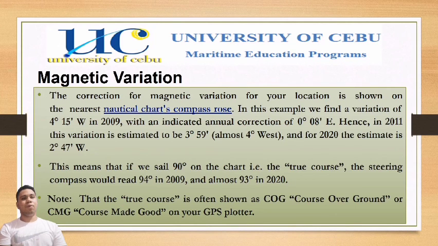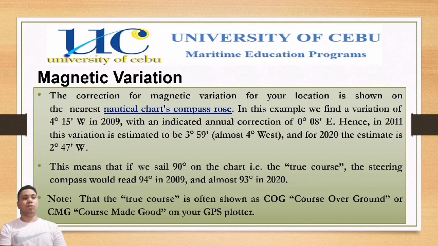In this example, we find a variation of 4 degrees 15 minutes west in 2009, with an indicated annual correction of 0 degrees 8 minutes east. Hence, in 2011, this variation is estimated to be 3 degrees 59 minutes, almost 4 degrees west. And for 2020, the estimate is 2 degrees 47 minutes west. This means that if we sail 90 degrees on the chart, the true course, the steering compass would read 94 degrees in 2009 and almost 93 degrees in 2020.